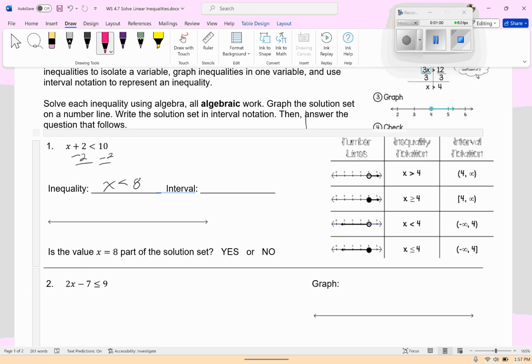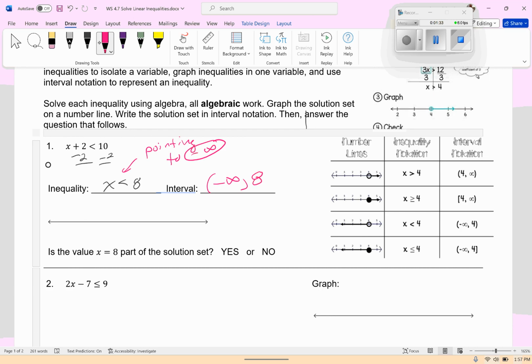I want values that are less than 8. So like 7, 6, 5, 4, 3, 2, 1, 0, -1, -2, -3, -4, -5. Agree? So this is pointing to negative infinity. Does that make sense? So our interval is going to go from negative infinity. You always do an interval from left to right like you would read a book. And then we go from negative infinity to 8.